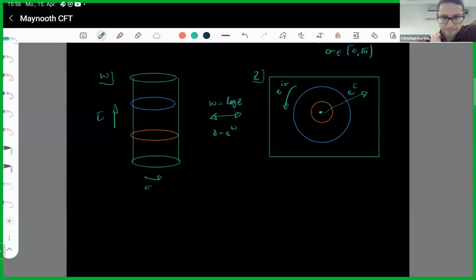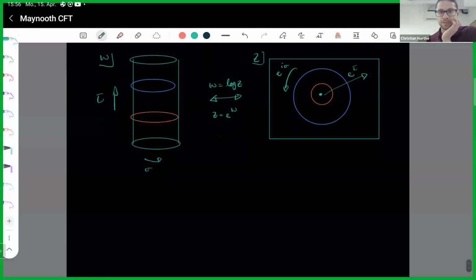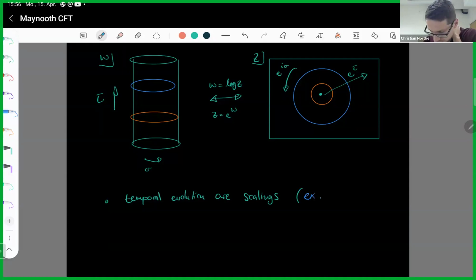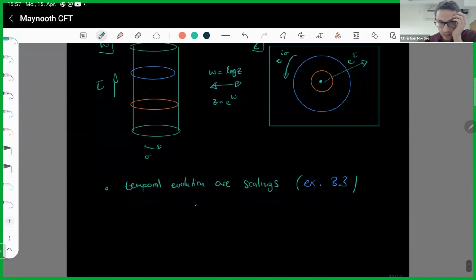Okay, so temporal evolution. There's a remark here: our scalings are real scalings. There was an exercise, exercise 3.3, that by now there's a solution to in the notes. So we had z goes to rz, which is e to the tau z. And this is generated by L0 plus L0 bar. And this is sort of what we see here.